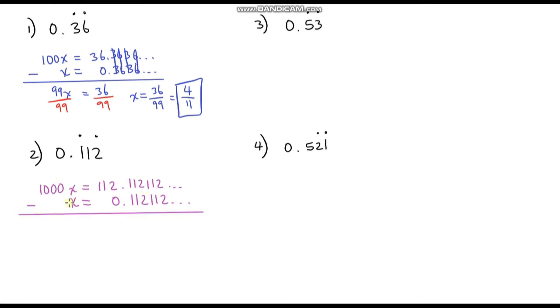And now we can subtract one equation from the other. So 1000x minus x is 999x. And then all of these will just cancel out, and we're just left with 112 subtract 0, which is just 112. Now if we divide both sides by 999, we are left with x equals 112 over 999.